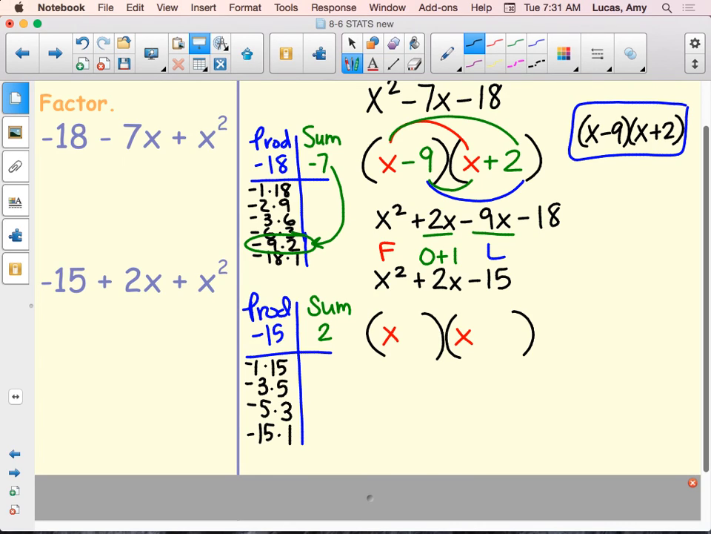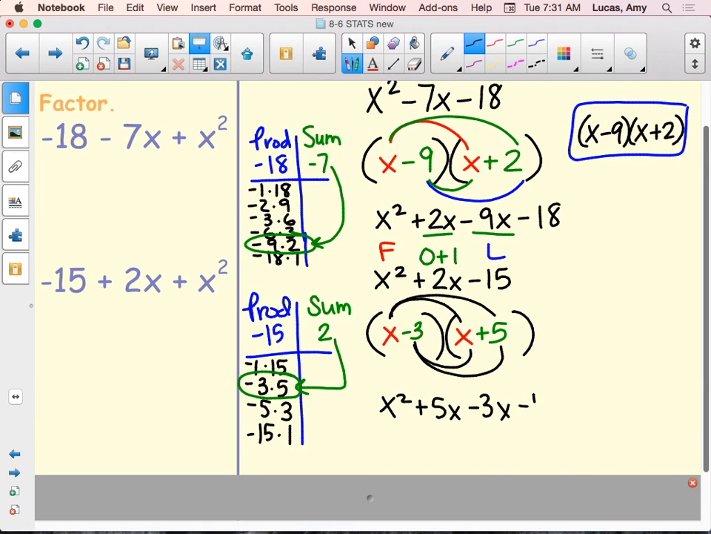If you've got the hang of this, you don't have to write all of these down. You might be able to figure out the factors on your first try. So my factors are negative 3 and positive 5. Now I can FOIL this to check. X times x is x squared. X times 5, 5x. Negative 3x. And then negative 15. So my two terms in the middle, if I add them together, I get positive 2. So x minus 3 times x plus 5.